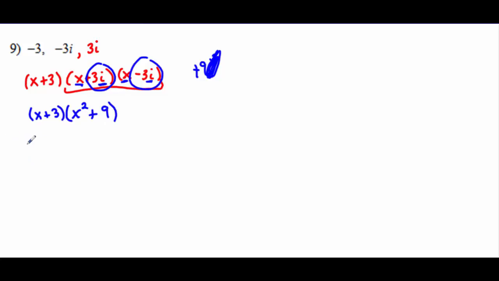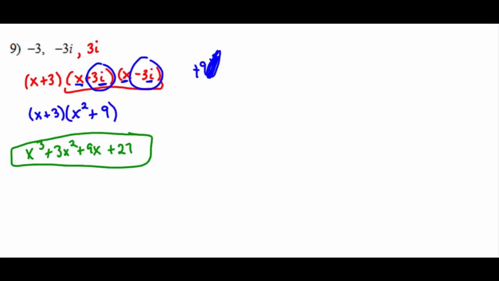And if you actually FOIL but do inner and then outer, it'll be in standard form. So it's x cubed, and then 3x squared, and then 9x, and then 27. And that's your answer.